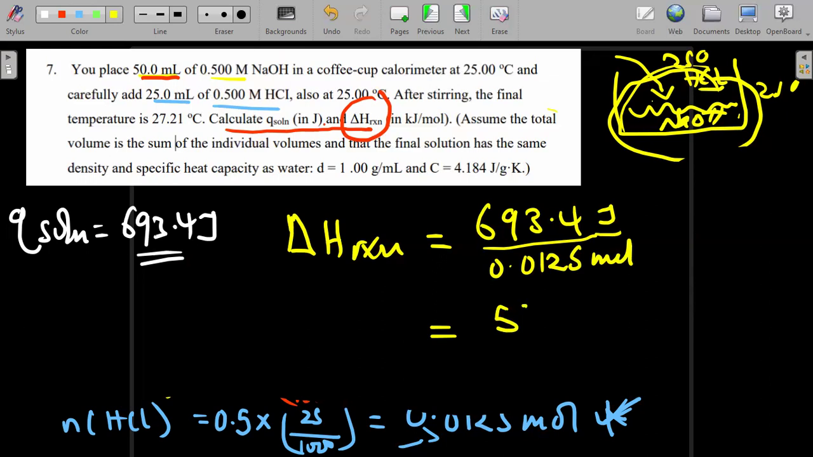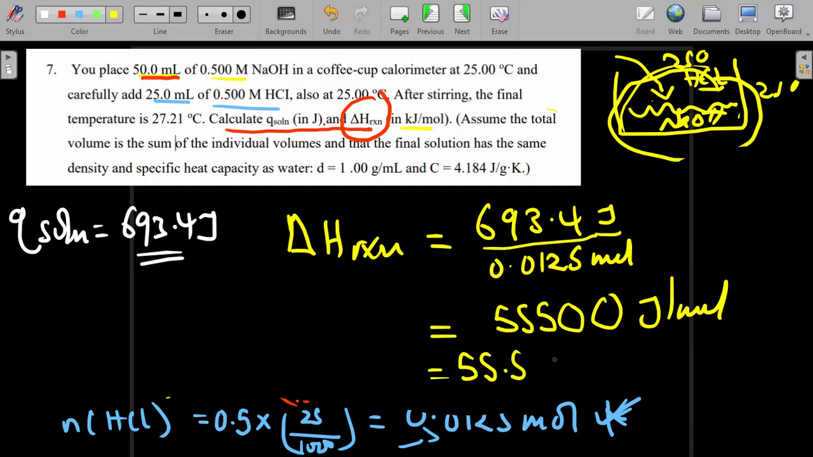When I punch that into my calculator, I'm getting 5, 5, 5, 0 joules per mole. But remember here they said we should put our answer in what? Kilojoules. So we are going to divide this by 1,000. We are going to remain with 55.5 kilojoules per mole.